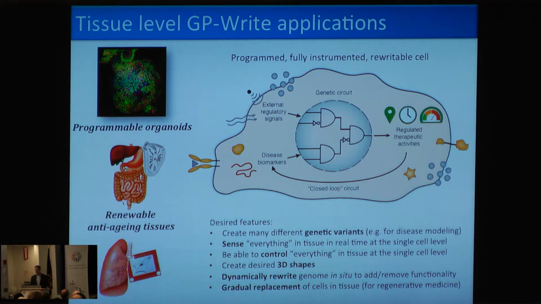On top of that, we'd like to be able to create mechanisms that sense everything that's going on there genetically, control everything that's going on, and create different kinds of 3-dimensional shapes. And also importantly, being able to dynamically rewrite the genome. So do this in an efficient way, but also in actual tissues. So that really requires us to go beyond the existing technologies for reconfiguring the human genome in each one of these cells.